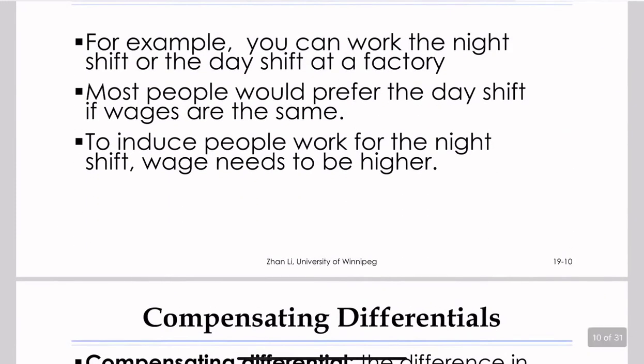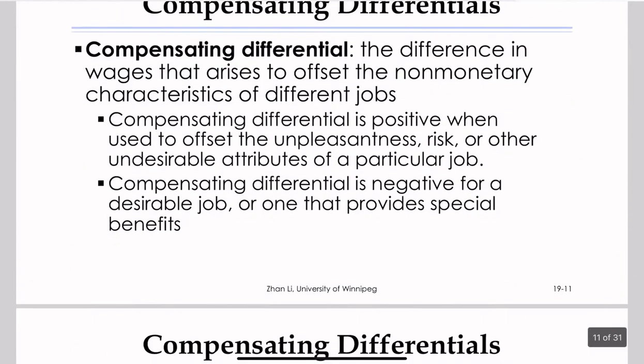So you can think about an example. Let's say you have a job and you have two choices. The first choice is you can work the night shift, or you could work the day shift. I guess most of the time, people will prefer the day shift if wages are the same. So this implies that if the firm wants to hire workers for the night shift, then the wages have to be higher for workers working the night shift, right? So this is called a compensating differential. Essentially, this is the difference in wages which arises because of non-monetary benefits.